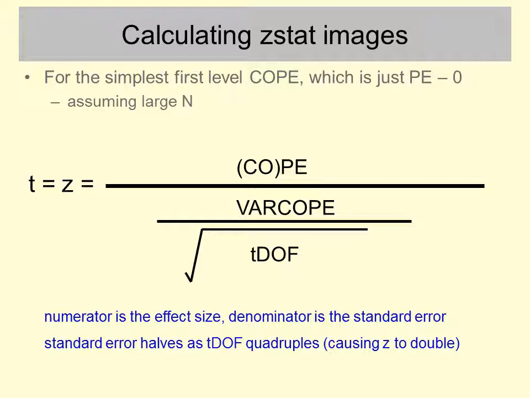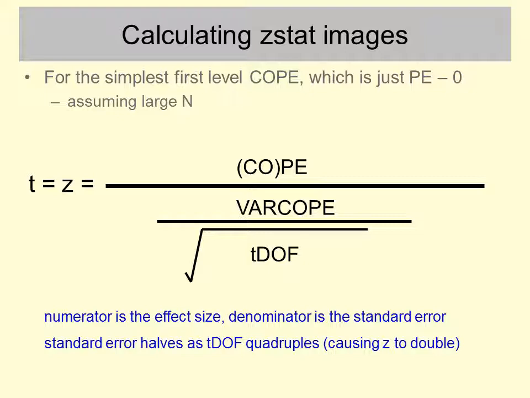So we divide that parameter estimate by the value for that voxel in the varcope image. The varcope image, as you should know by now, contains the values of the residual variation at each voxel. That is the residual variation that couldn't be explained by any of the explanatory variables in the design matrix.